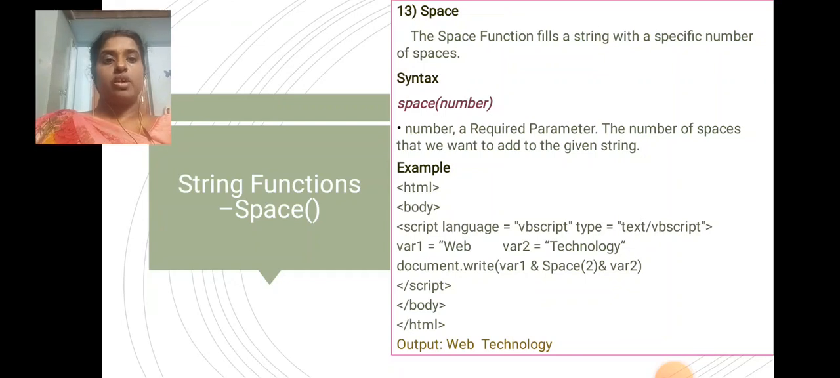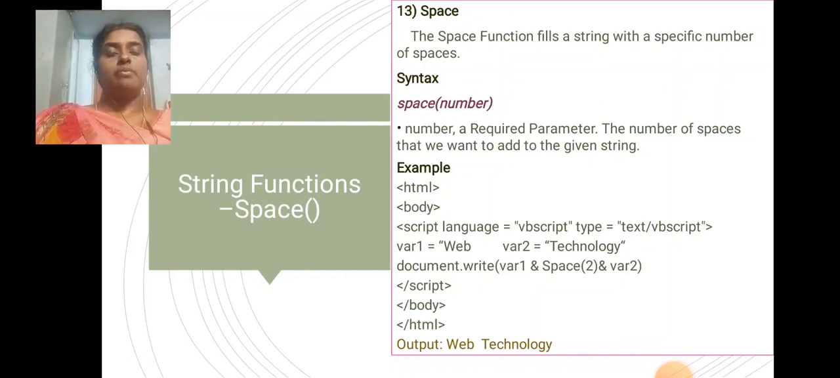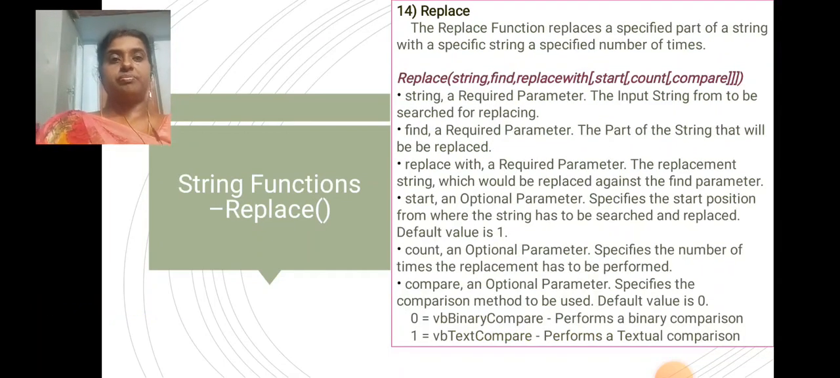So HTML body, script language VBScript, type is equal to text slash VBScript, variable 1 is equal to web, variable 2 is equal to technology. Now I want to club these two things. So in my document.writeLine I am giving var1 ampersand space of 2 ampersand variable 2. So what is the value of variable 1? It is web. With that web I am going to club two spaces. After that I am going to append another variable, technology. So my result is web, 2 spaces, followed by technology. This is the use of my space function.